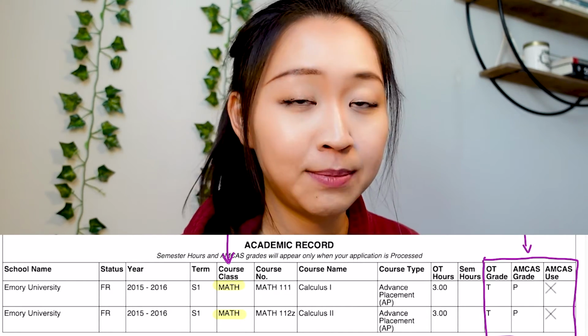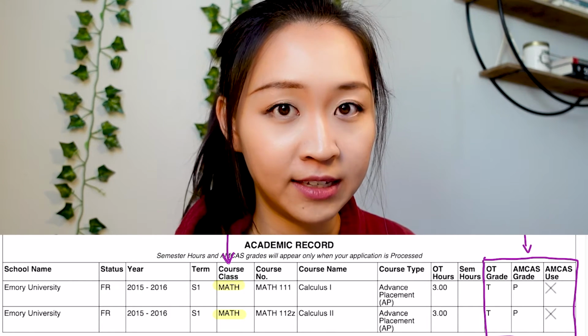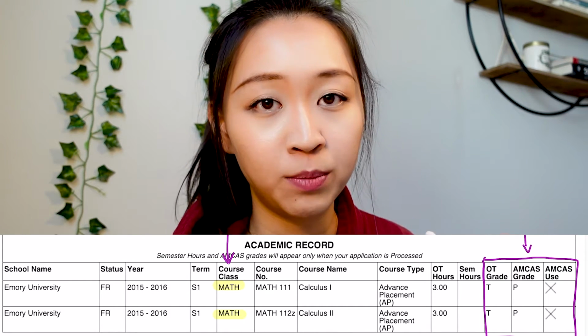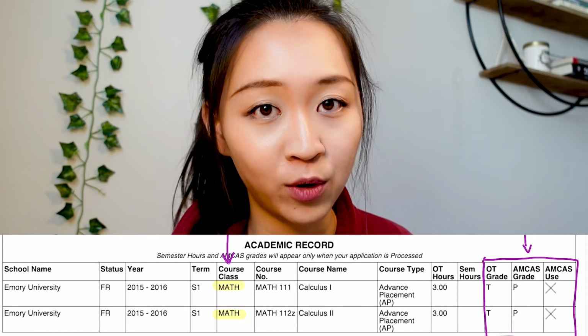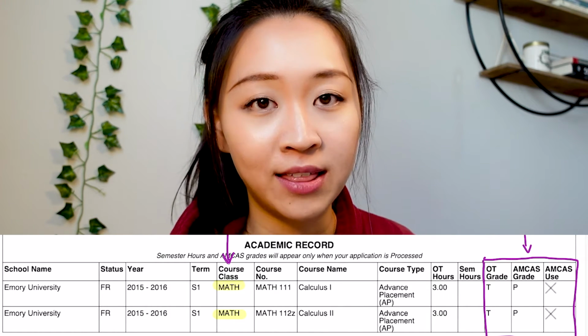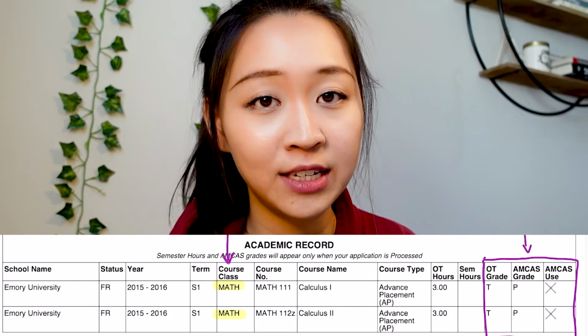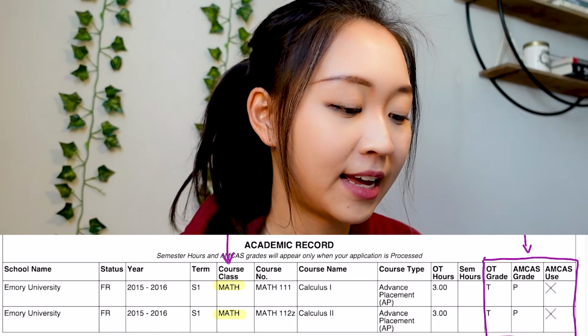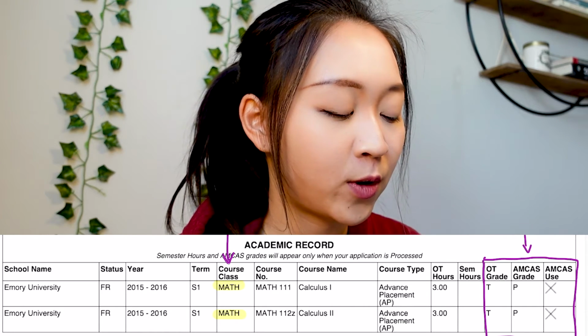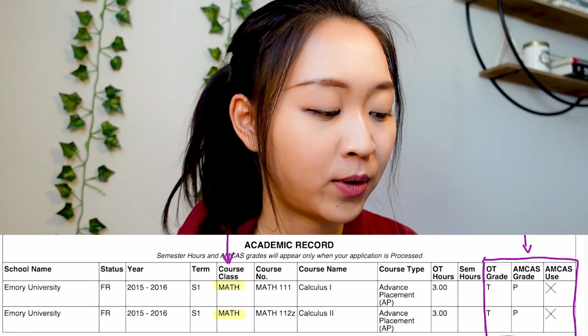The course class means what category this course is. So this is where you put in and label the course as a certain category. The courses that are in the biology, chemistry, physics, or math categories count towards your science GPA. And then course number, course name, course type, course hours.